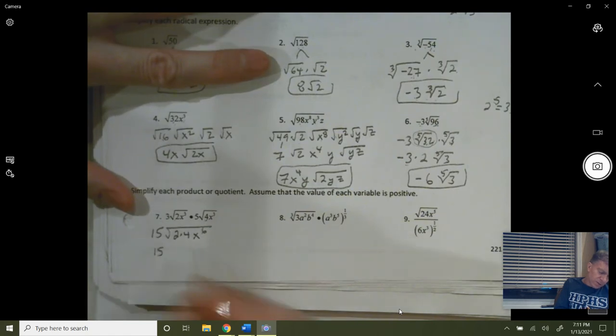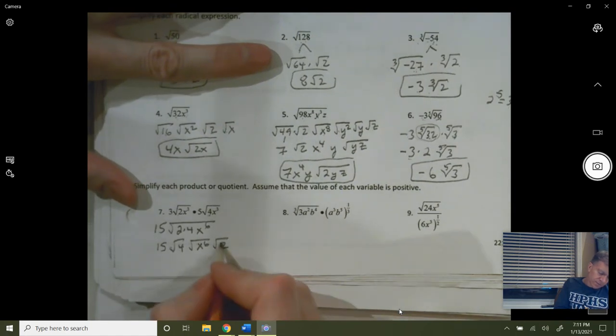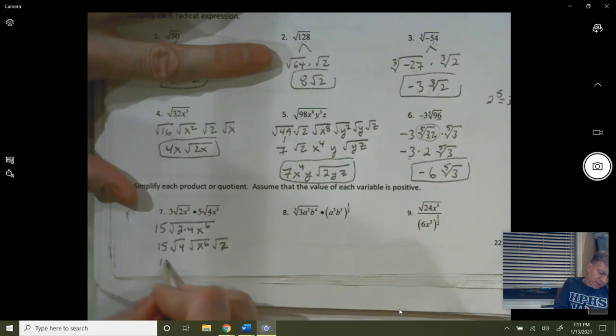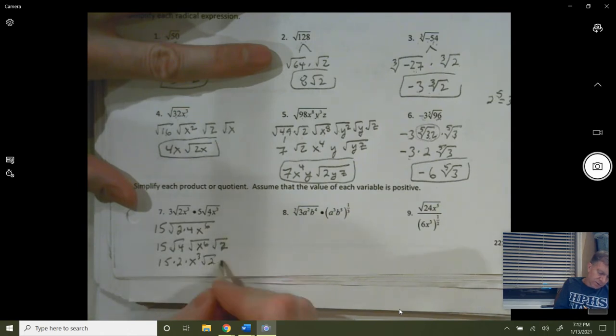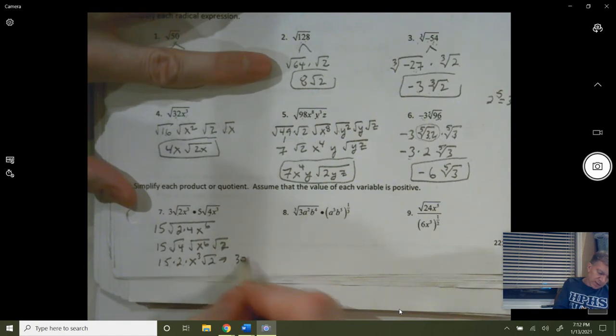And so now we've got 15. Let's get our perfect squares. Square root of 4, square root of x to the 6th, and then a square root of 2. So we've got 15, square root of 4 is 2, square root of x to the 6th is x to the 3rd, and then I've got the square root of 2. So 15 times 2, 30x cubed times the square root of 2.